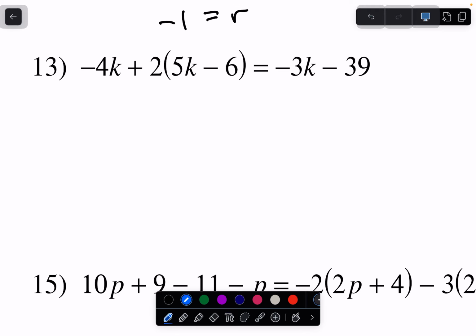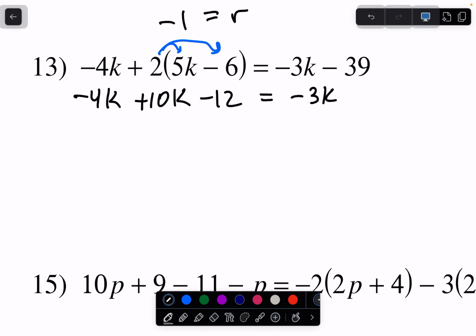The distributive property. Let's take that 2 and distribute. When we do, we get negative 4k plus 10k minus 12. And that right side, we're not going to touch for a while because the left side still has some simplification to go.